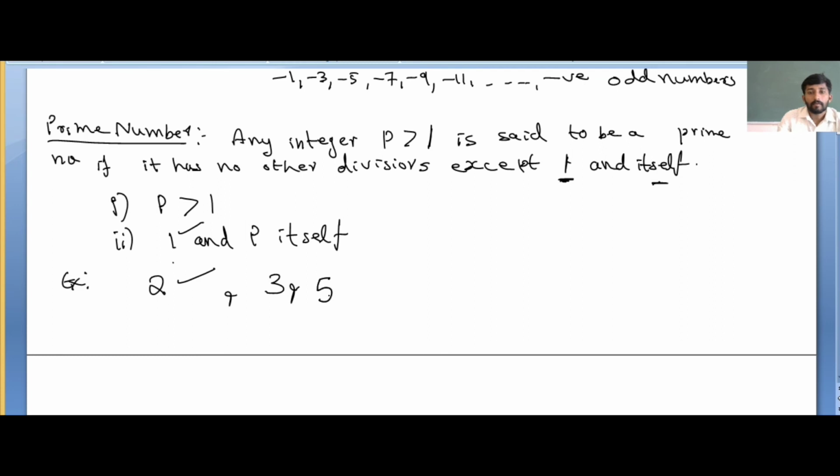Then take the number 5. See, 5 is greater than 1. The divisors of 5 are 1 and 5 itself. Then you can write 7.